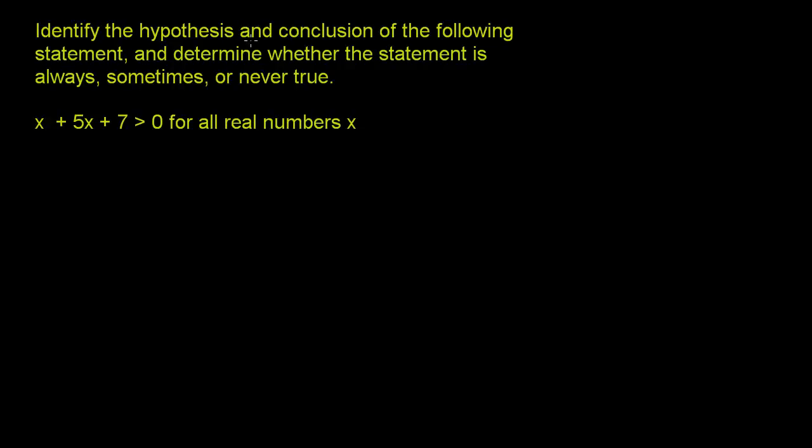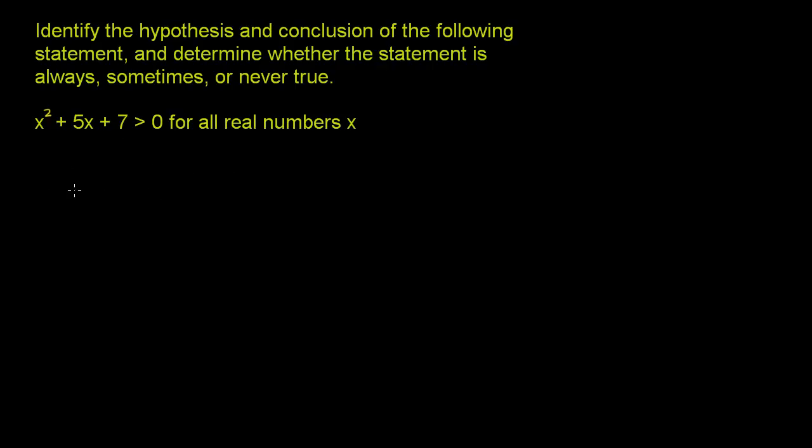Identify the hypothesis and conclusion of the following statement, and determine whether the statement is always, sometimes, or never true. So let's see what the statement is. We have x squared plus 5x plus 7 is greater than 0 for all real numbers x. So first, let's rewrite this as a proposition, as an if-then statement. And then it becomes a lot easier to identify the hypothesis and the conclusion.